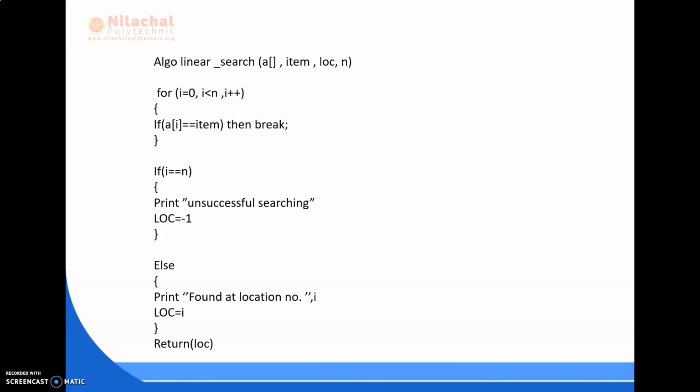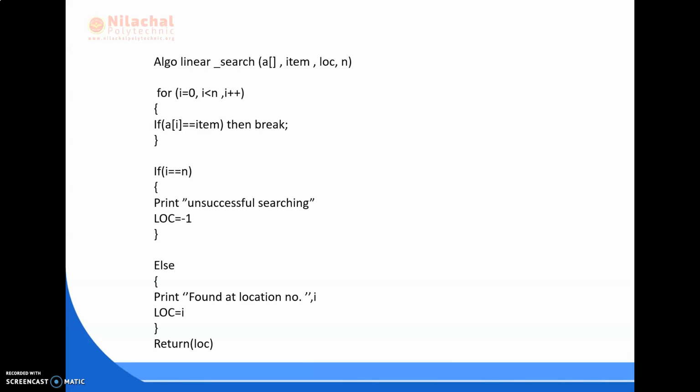We will then check whether I is equal to n. If I is equal to n, that means we have reached the last element and have not found the item, and it is an unsuccessful search. We will set location as -1, that is, we are out of the list. If A of I is equal to item, then there will be a break and we will return the location as the I value.